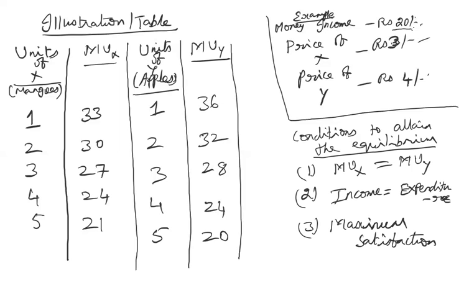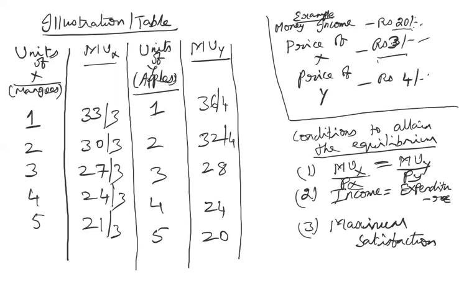So let us see how he is attaining this, able to satisfy all these three conditions. The first one: marginal utility of X divided by price of X must be equal to marginal utility of Y divided by price of Y. In order to know that, we have to divide it with the respective prices of commodity X and commodity Y. We have taken the price of X as rupees 3, and here 4. So everything has to be divided.